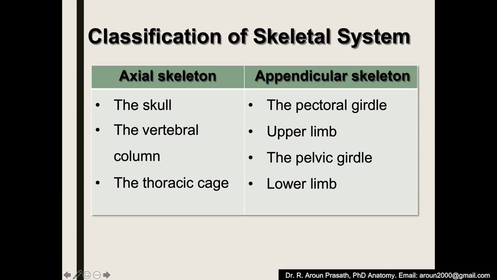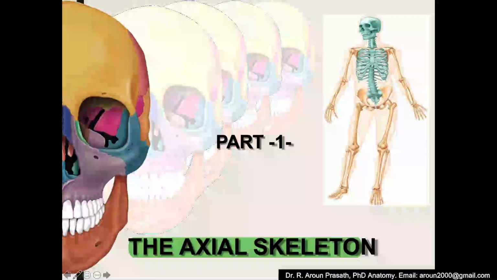The upper limb consists of the pectoral girdle and the other bones. The pectoral girdle consists of bones like the scapula and the clavicle, and then the humerus. Likewise, in the lower limb, we study the pelvic girdle and the lower limb. The pelvic girdle consists of three bones, the ilium, ischium, and the pubis, and then the femur. We will see all the bones in detail.